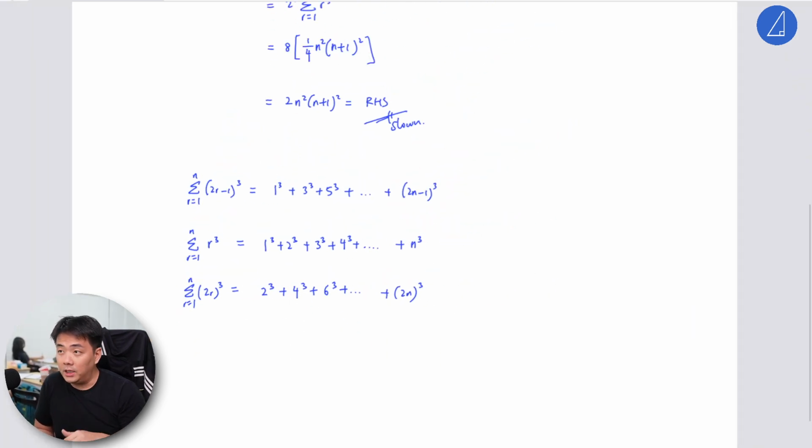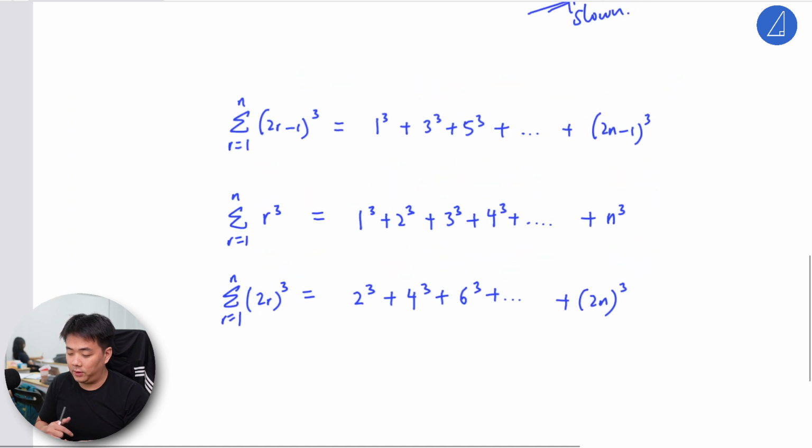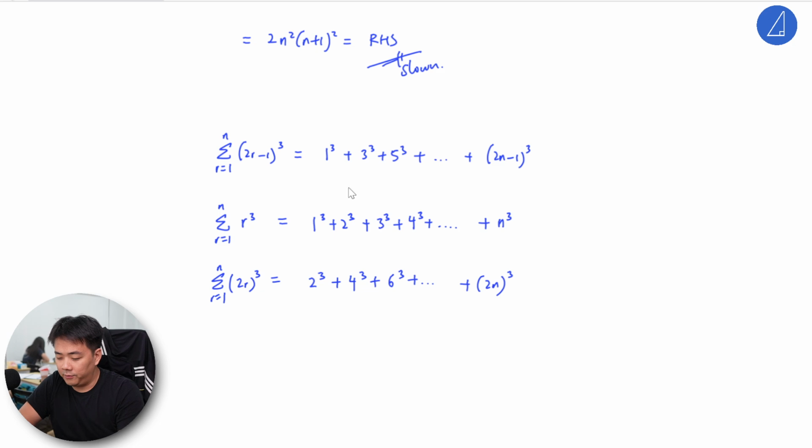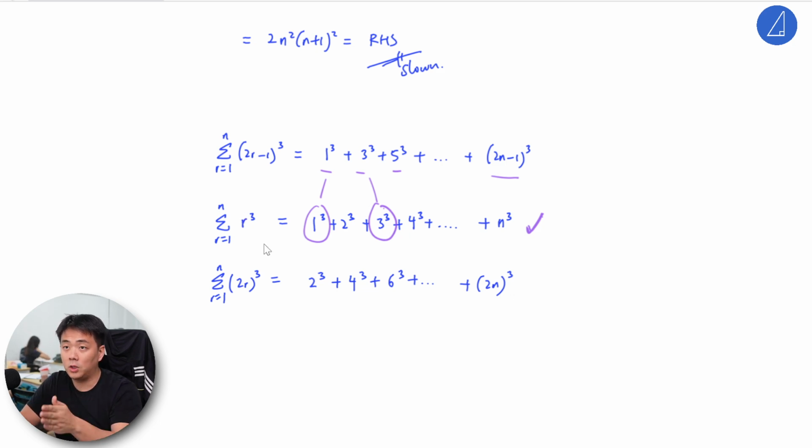So if you list everything down and examine each of these, you realize that the one we want to find, 1 cubed, 3 cubed, 5 cubed to (2n minus 1) cubed, is actually the missing term. Essentially, what we need to do is take this sum and minus off the even terms. Because r cubed covers all the terms from 1 cubed, 2 cubed, all the way to n cubed, if you want the odd numbers, we just minus off the even ones. But the problem is this ends at n cubed, so we need to do something about it, because the even terms go until 2n. So what do we do there?